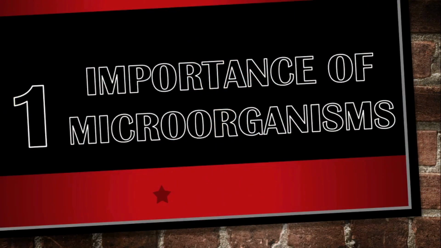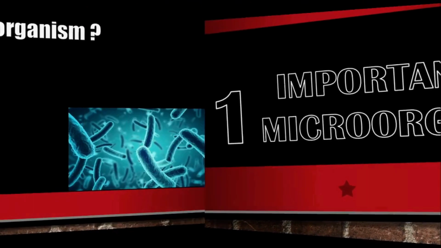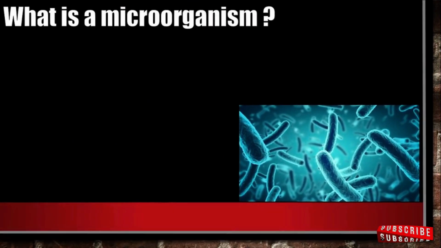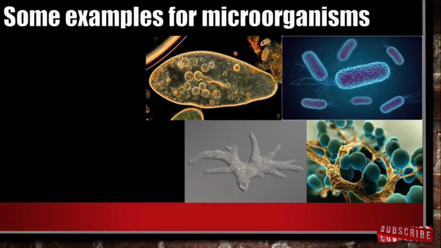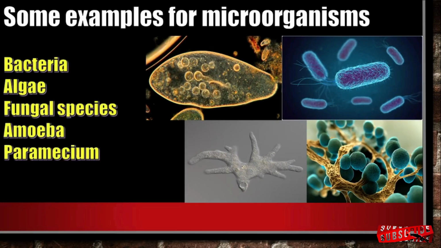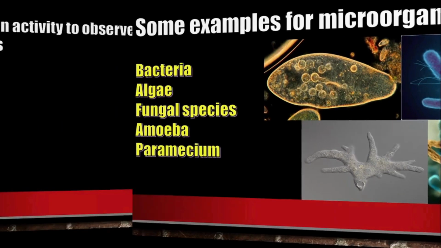Grade 8, Unit 1 Science: Importance of Microorganisms. What is a microorganism? The unicellular, which means single-celled, or multicellular organisms which cannot be observed clearly by the naked eye are called microorganisms. Some examples for microorganisms: bacteria, algae, fungal species, amoeba, and paramecium.